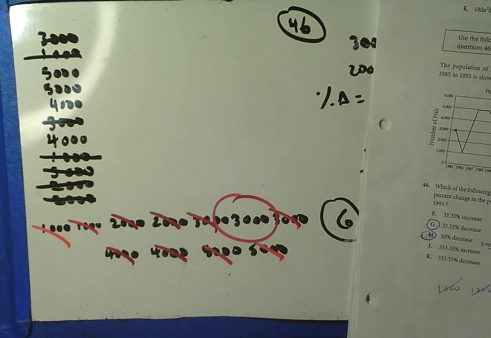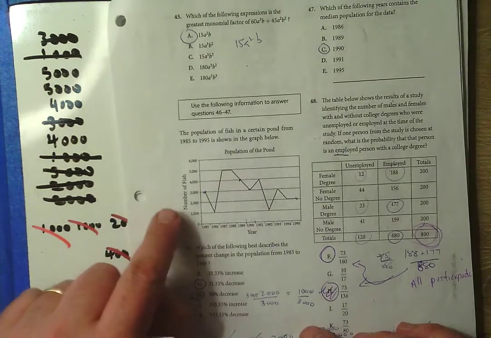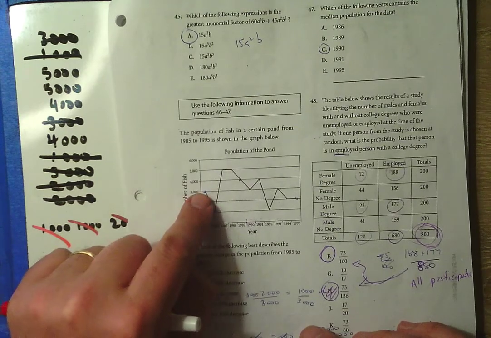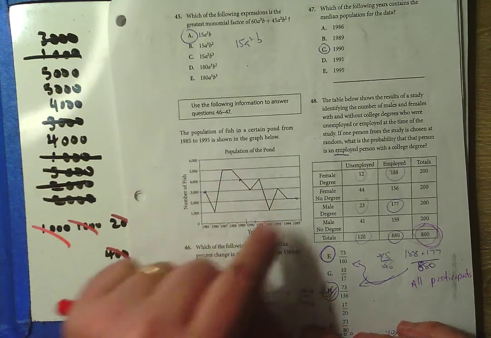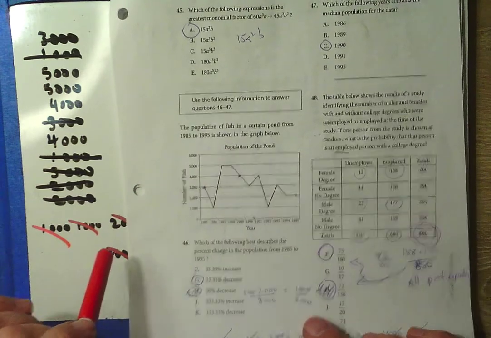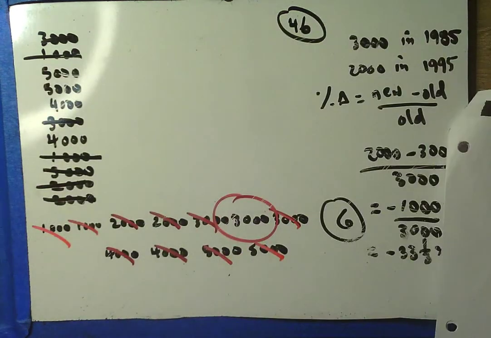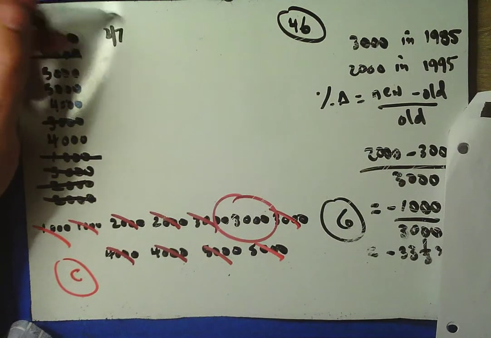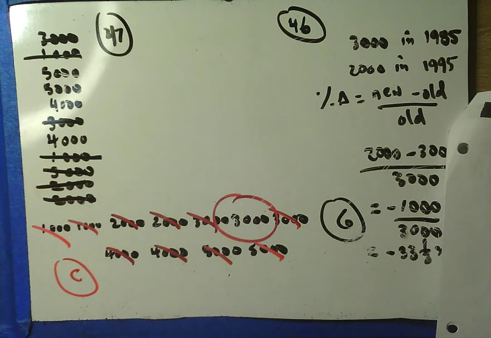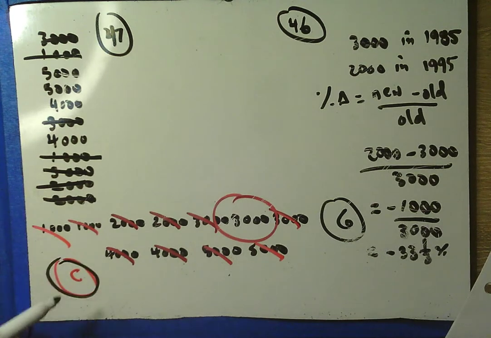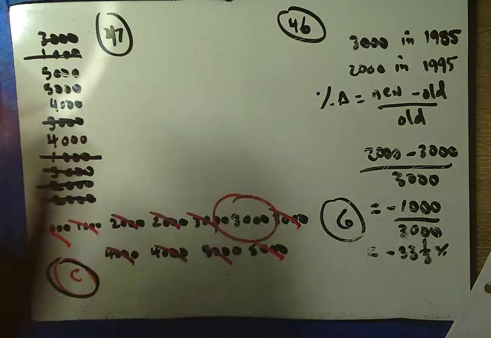What year had 3,000? Okay, so when I look back at this table at 3,000, I see 1985, I see 1990, I see 1993. And 1990 is the only one of those three choices, so my choice is C. That's a pretty complicated problem for number 47. 3,000 was the median, but which year had that? 3 years to choose from, but only one on the list. That one was 1990, so C is my answer to 47.